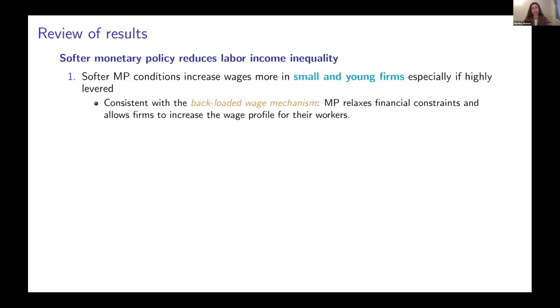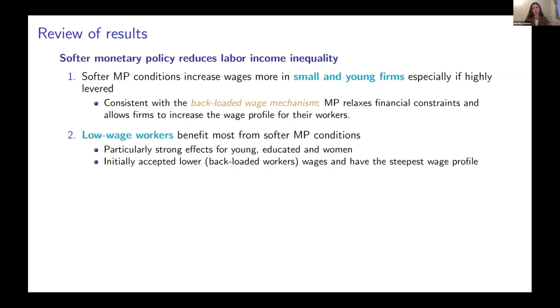We start by looking at the cross-section of firms. And what we find here is that softer monetary policy conditions increase wages more for workers who are employed in firms that are smaller and younger. And these results are even stronger if these firms are highly levered. Now, in the paper, we argue that this result is consistent with the backloaded wage mechanism, which in other words says that the monetary policy relaxes financial constraints and it allows firms to increase wage profiles to their originally backloaded workers.